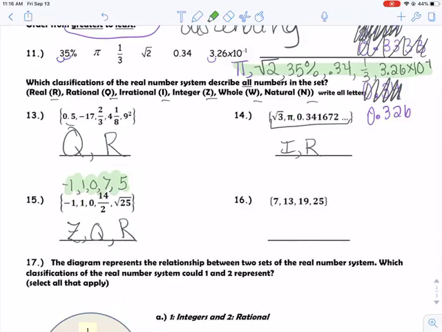All right, the last one, are they all natural? Yes. So that means it's going to be natural. That means they're all whole, they're all integers, they're all rational, and they're all real.